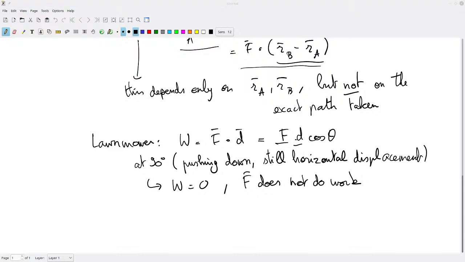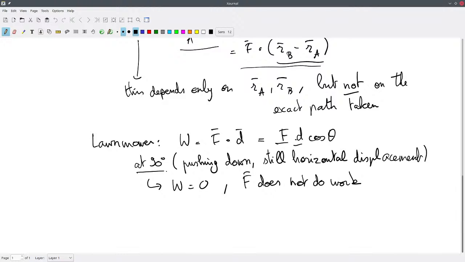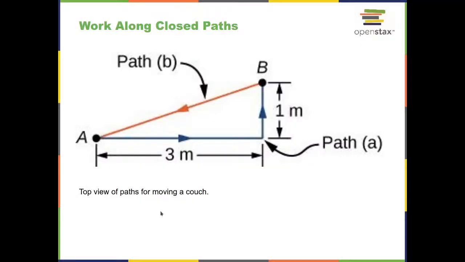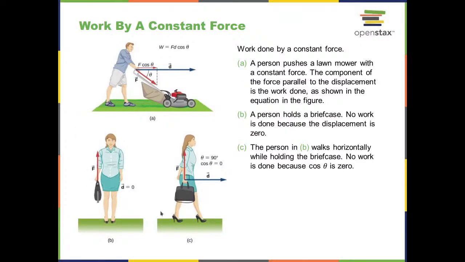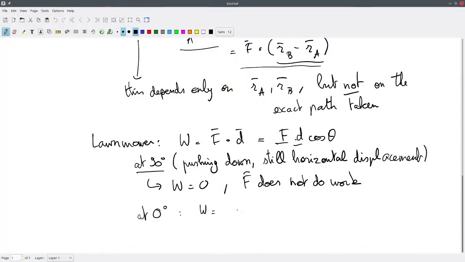So in this case we were at an angle of 90 degrees. Let's look at the other extreme, an angle of 0 degrees. Let's go back to our lawnmower example. An angle of 0 degrees would correspond to pushing completely horizontally. So now the force is along the horizontal direction, all of the force pointing along the direction of the displacement. In this case, the work just becomes the product of F and d, because of course the cosine of 0 degrees is equal to 1.